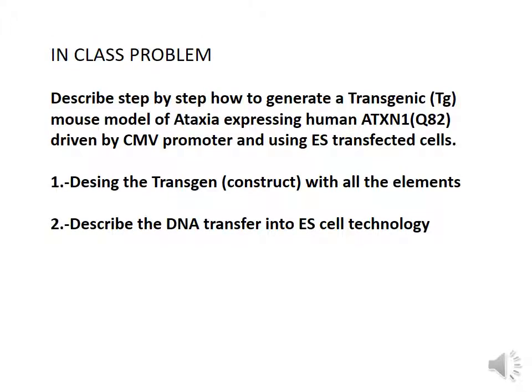So this is all about transgenic animals. Here I leave you with a problem that we will see in class that asks you to describe step by step how you would generate a transgenic mouse model of ataxia, expressing human ataxin 1 with 82 polyglutamines, driven by the CMB promoter and using stem cells transfected with the transgene.